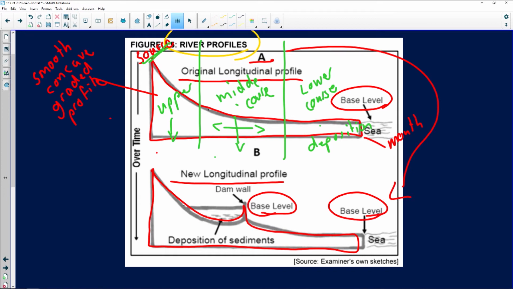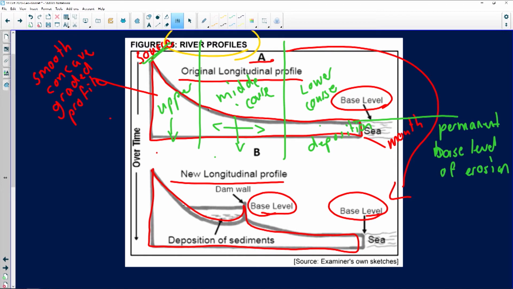Now, coming back to my graded profile, a big tip I can give you over here, and I've mentioned the base level. That means the ocean, the only base level of erosion, where the river flows into the ocean. And what do we call it? We refer to it as the permanent base level of erosion.